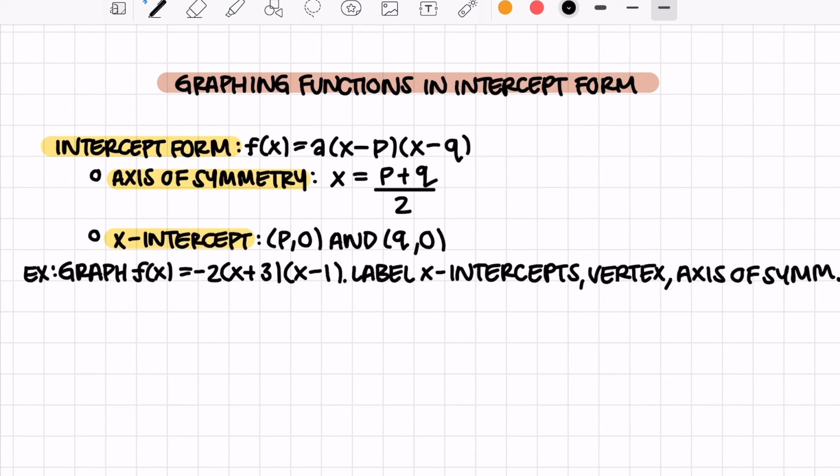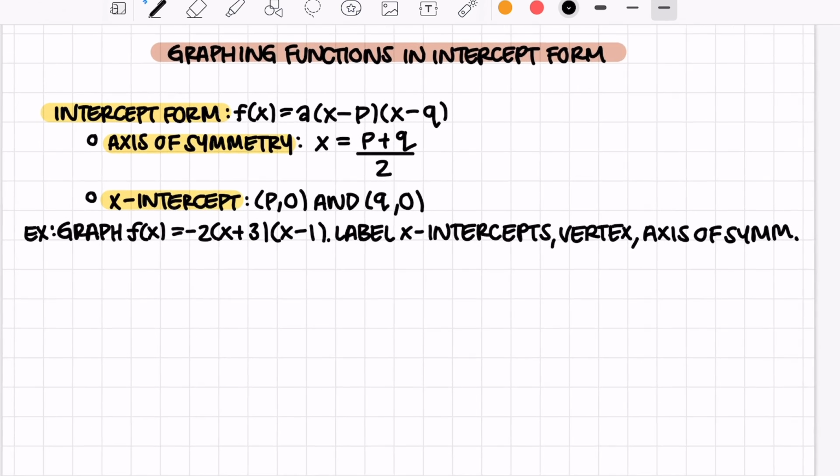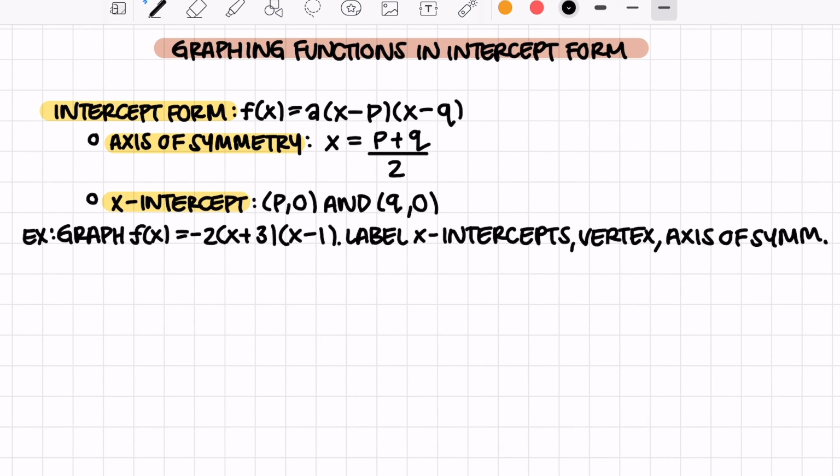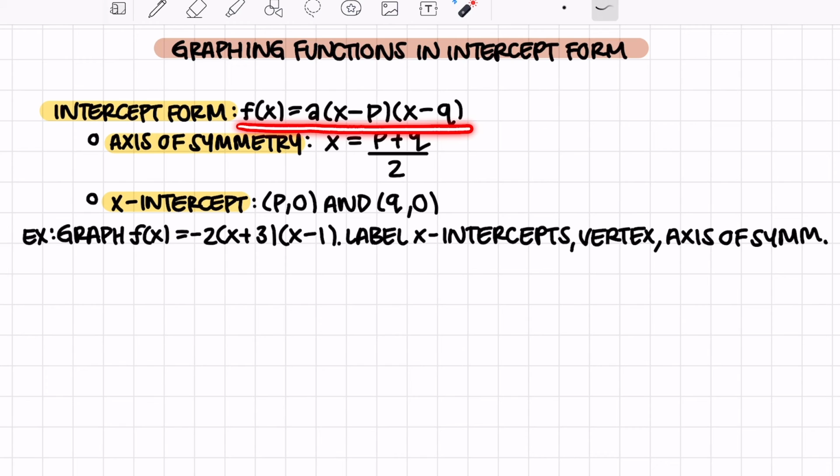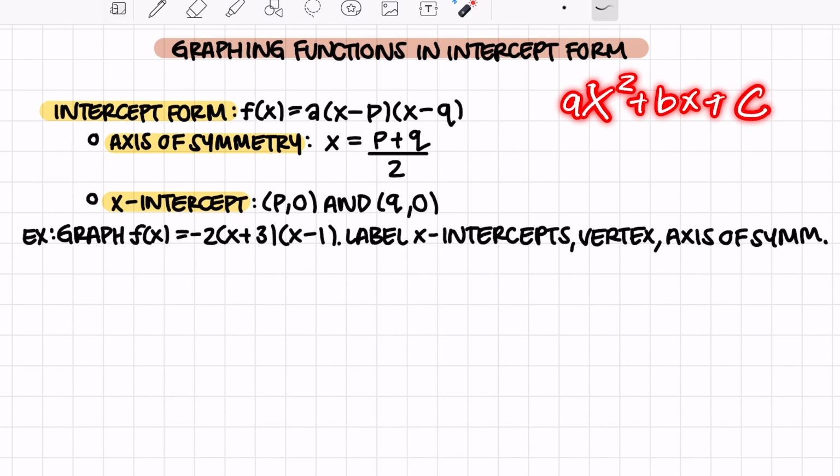Now the last type of form that you would see for quadratic functions is the intercept form. For intercept form, we use the following function where you have f of x equals a times x minus p, multiplying with x minus q. Normally, if you have an ax squared plus bx plus c format, you can always factor it out. And after factoring out, you get this intercept form.